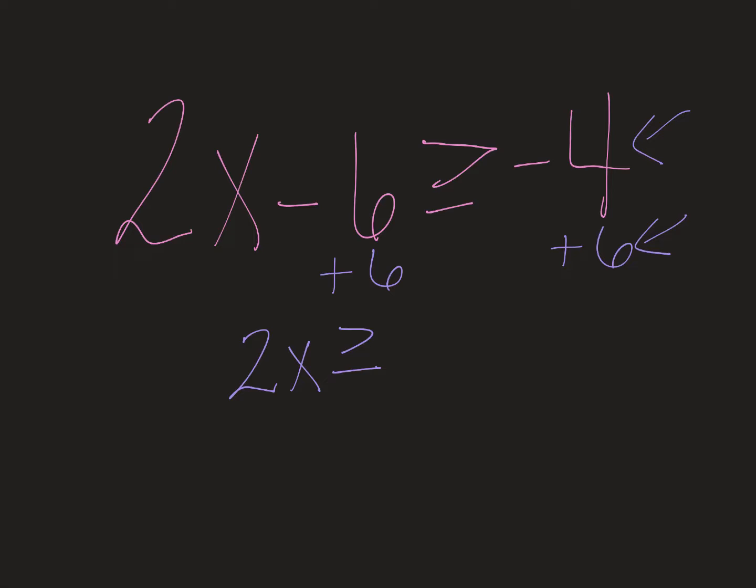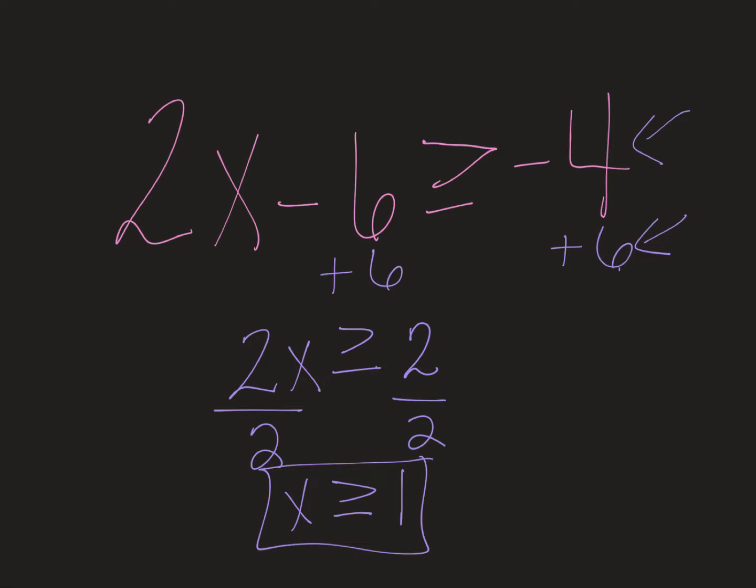So you would subtract when you have a net. Okay? So when you subtract here, you're going to get a positive 2. Then you're going to divide by 2. So x is going to be, x is greater than or equal to 1. That is your answer. Okay?